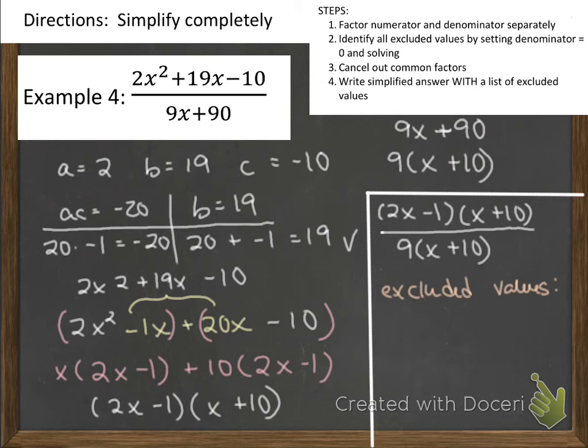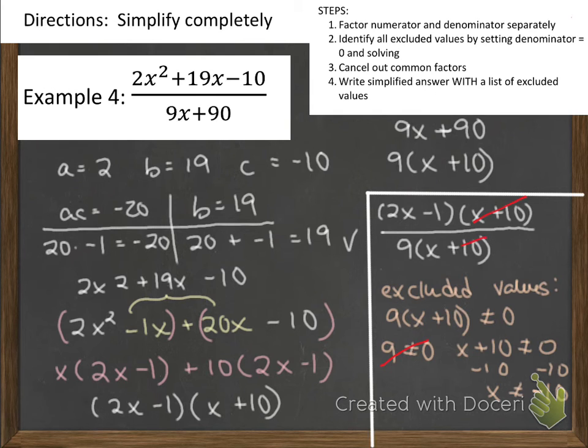Okay, and very simply, 9 times the quantity x plus 10 cannot be equal to 0. Okay, 9 cannot be equal to 0. Well, that's not a problem. 9 is never going to be equal to 0 because 9 is just 9, right? And then we have x plus 10 can't be equal to 0. Oops, not 10. So we subtract 10 from both sides, and we have that x cannot be equal to negative 10.